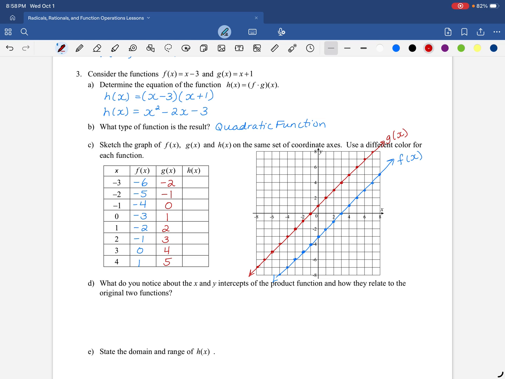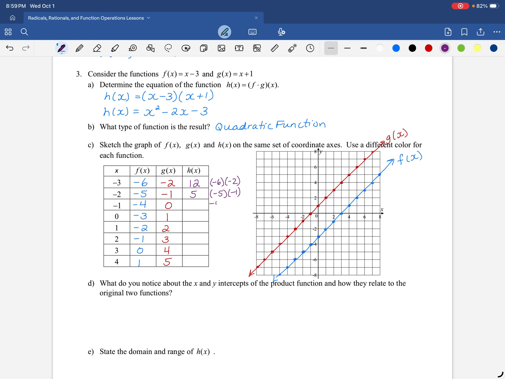Okay, so now just like I did back in lesson 7, I'm going to create function h by using f and g's y coordinates. If this is negative 6 and this is negative 2, well, negative 6 multiplied by negative 2 is just going to give you positive 12. Maybe I'll go over here and show that I just did negative 6 times negative 2. If I take negative 5 and negative 1, it's going to give me positive 5. So again, I'm just going to show that right here.